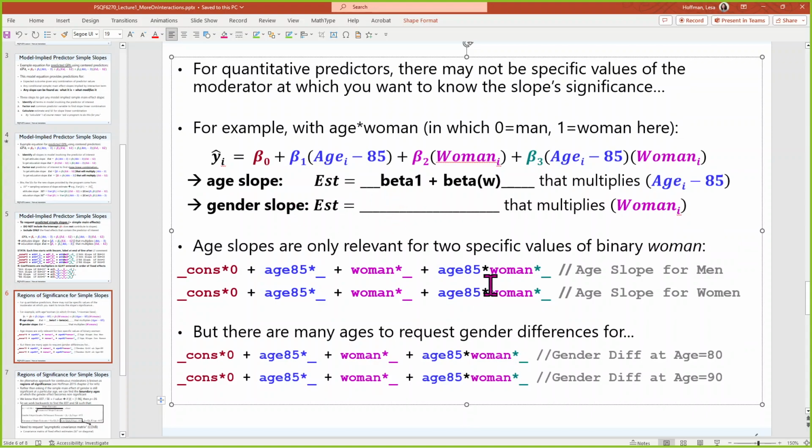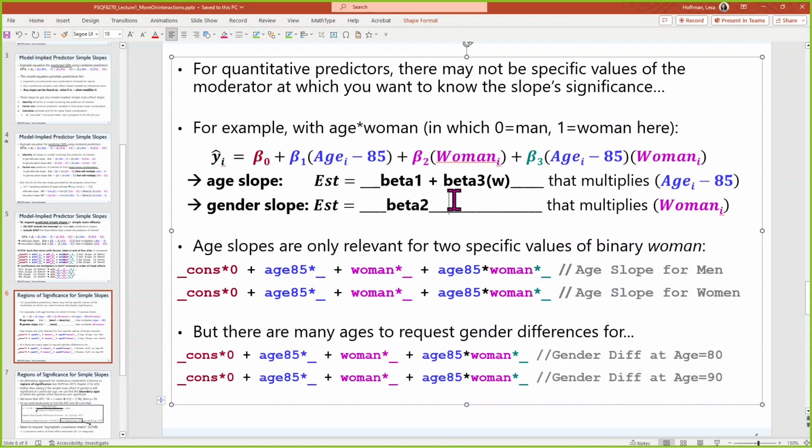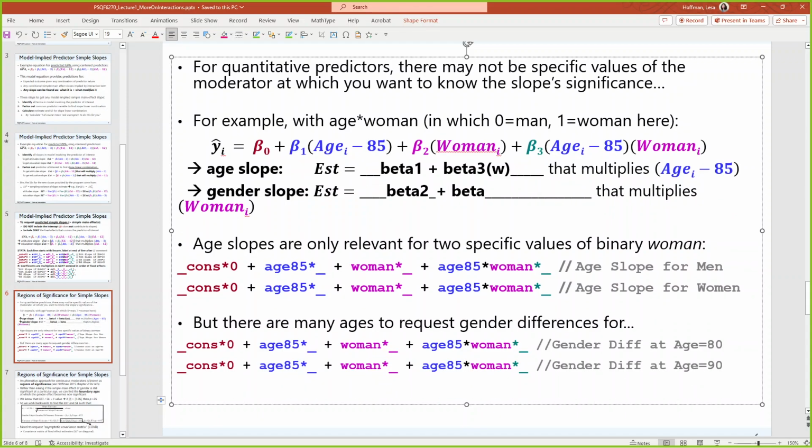If I want the gender slope, do I need beta 1? Nope. Do I need beta 2? Yes, I do. Do I need beta 3? What does it multiply? And don't say W. Yeah, the age one. Like that. Okay.